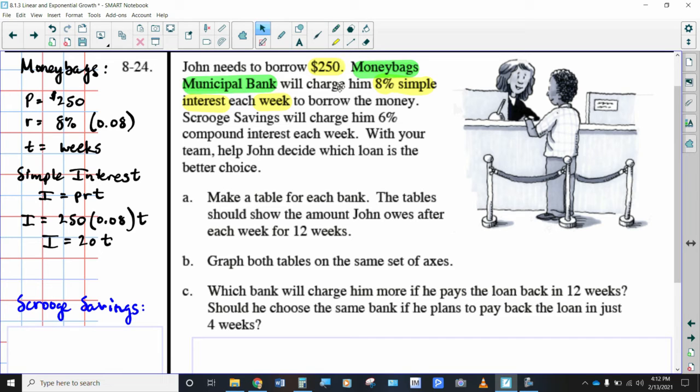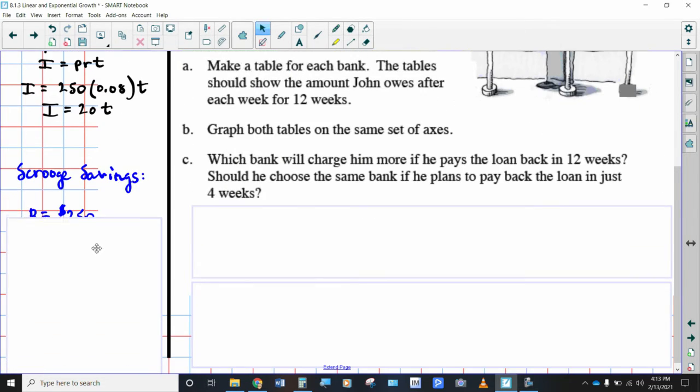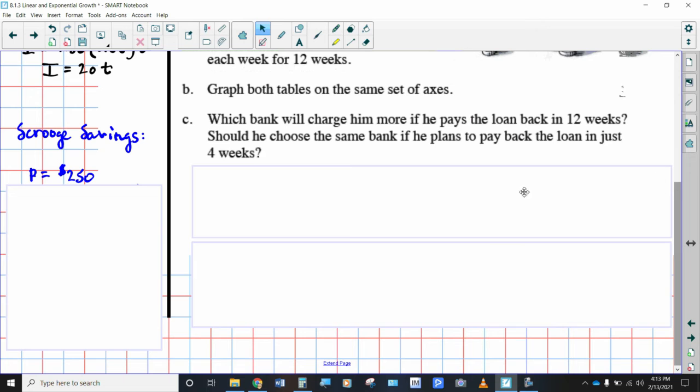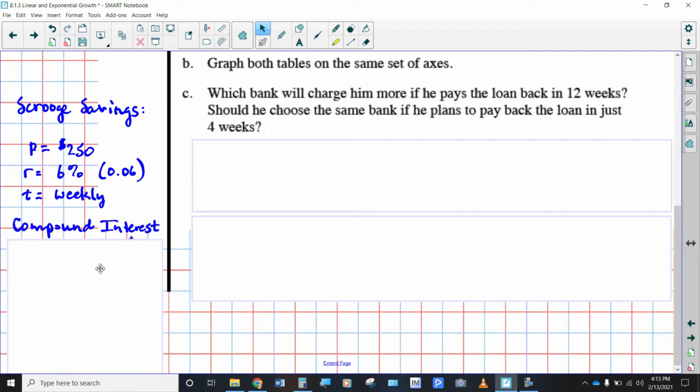Now let's take a look at the other situation. Scrooge Savings will charge him 6%. Once again, it's compounded, but it's per week. So in this situation, let's analyze what we've got going on here. We've got Scrooge Savings, where the principal is the same, $250. You've got a 6% interest rate instead of 8%, so the interest rate is lower. However, it is weekly and it's being compounded.